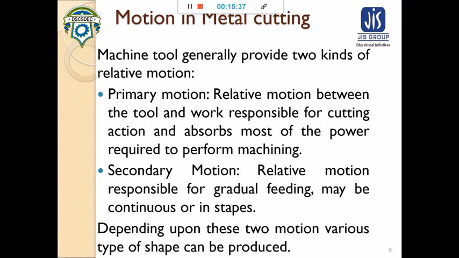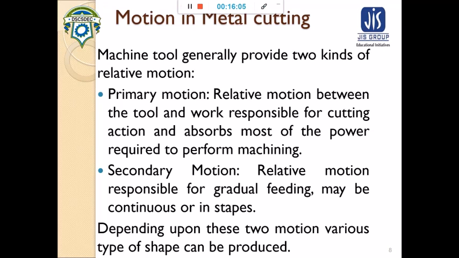Now in the case of a shaping machine or slotting machine, what happens? There is a reciprocating motion of the tool, while the workpiece will move.